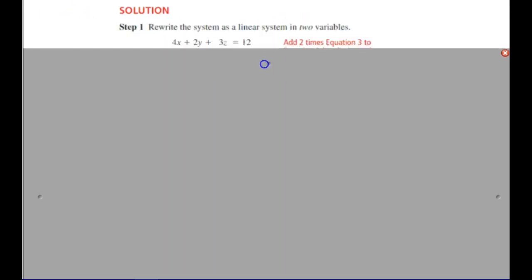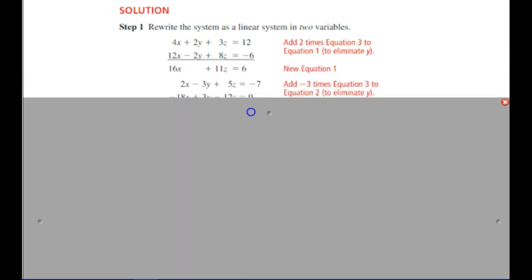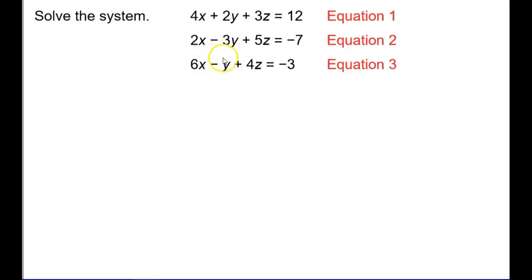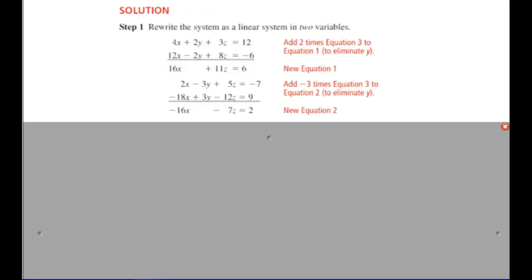So here's my solution. Here's what I do first. Step 1 was to look at this in 2 variables. I take 2 of my equations. It doesn't matter which 2 of those equations I take. For this one, I took my 3rd equation and my 1st equation. It doesn't matter which ones you pick. And I multiplied that 3rd equation times 2. That's how I ended up with 12x minus 2y plus 8z equals negative 6.